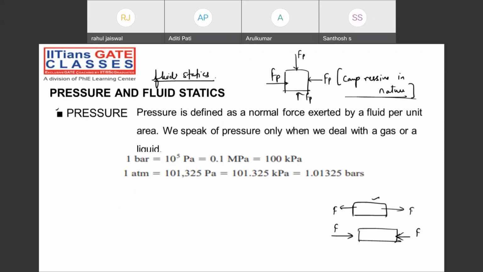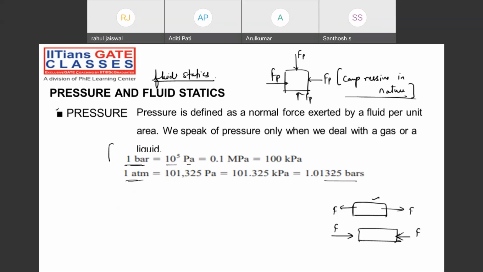So what are all the units we have? We have many units. Just note down 1 bar. 1 bar is equal to 10 to the power 5 Pascal. We also say 0.1 megapascal. We also say 100 kilopascal. 1 atmosphere pressure will be what? 101.325 kilopascal or 1.01325 bars.